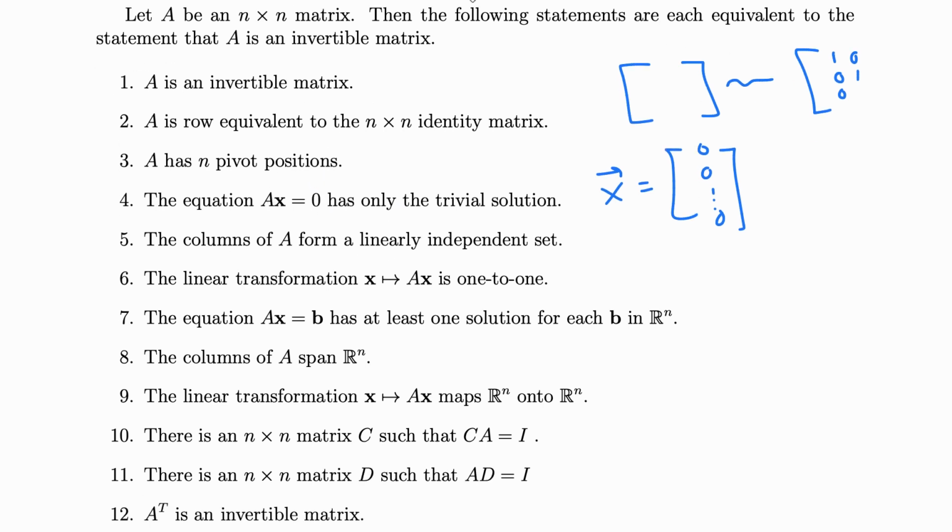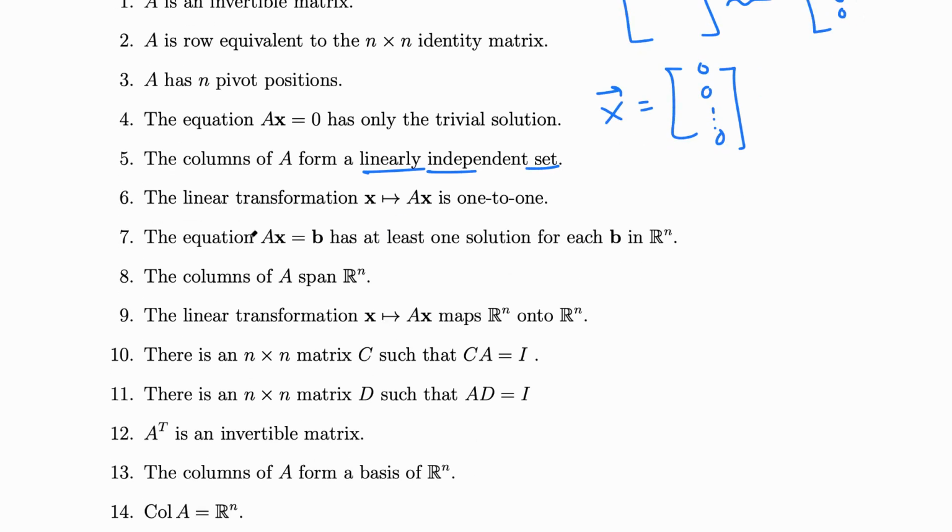So you can read more and more. The columns of the matrix A form a linearly independent set. See? And the columns, not rows, columns. If A has n pivot positions in columns, or A is an invertible matrix, then the columns of A form a linearly independent set.